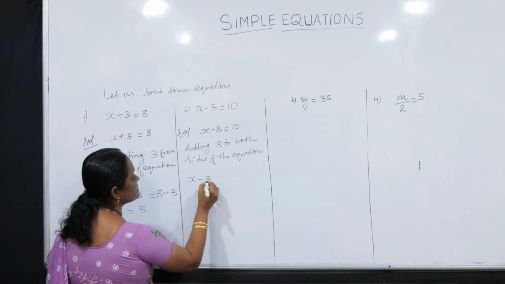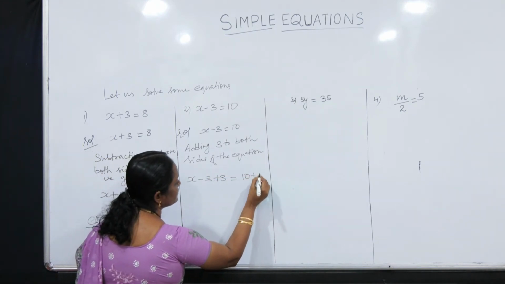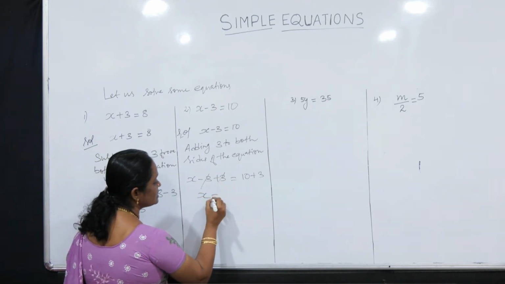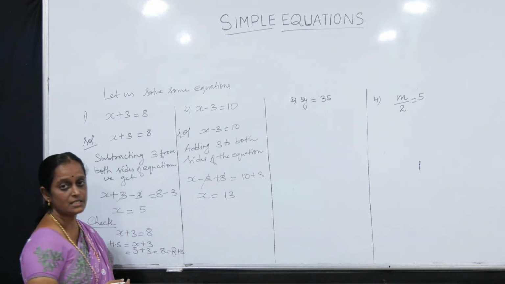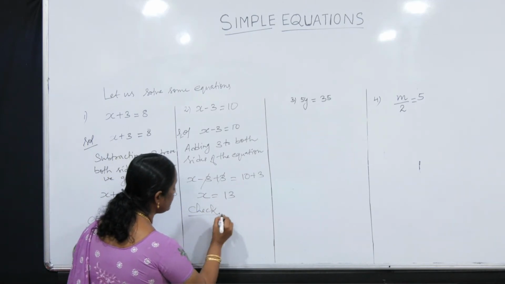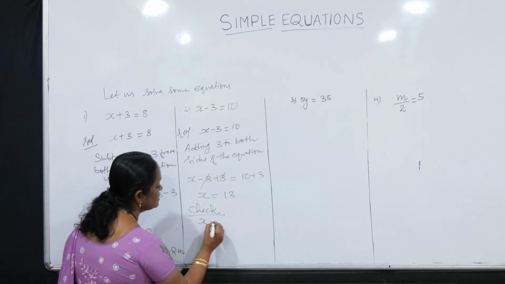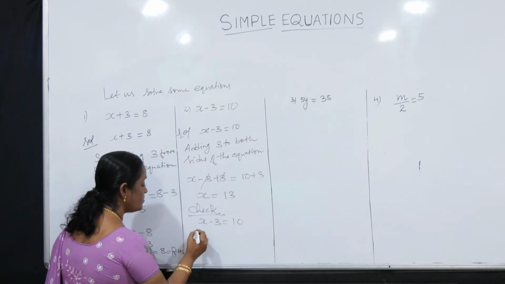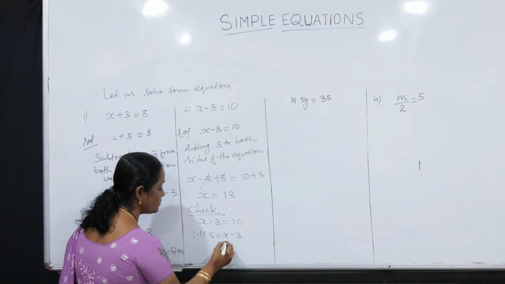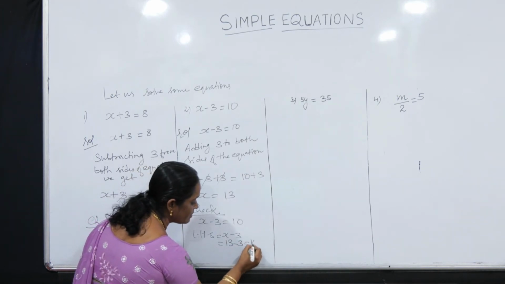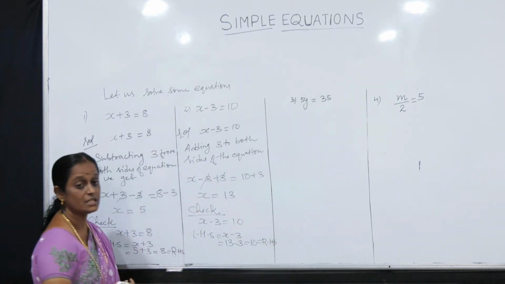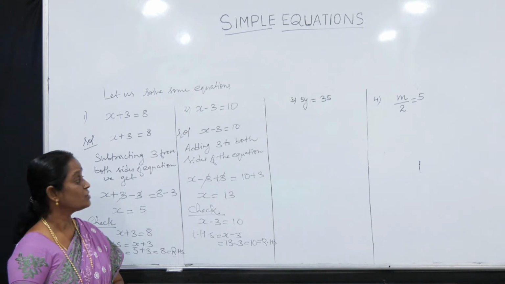Now x minus 3 plus 3 is equal to 10 plus 3. So minus 3 plus 3 will be cancelled, it will equal 0. Next x is equal to 10 plus 3, that is 13. That is the solution to the equation. You can check it. Check the solution. Put x is equal to 13 in the original equation, x minus 3 equal to 10. LHS is x minus 3. In place of x, we will put 13. 13 minus 3 is 10, which is equal to the RHS. So our solution is correct. Like this you can check the solutions.